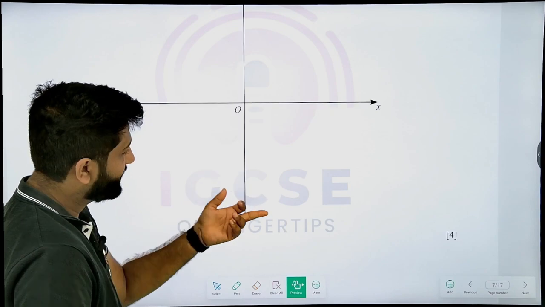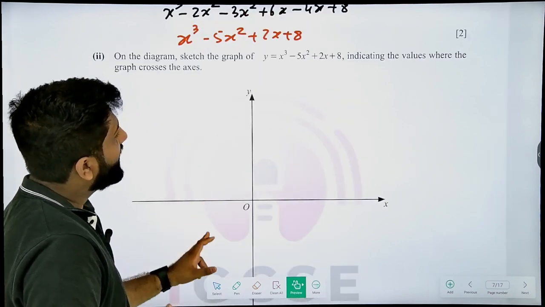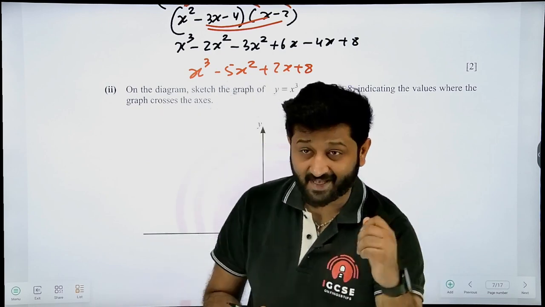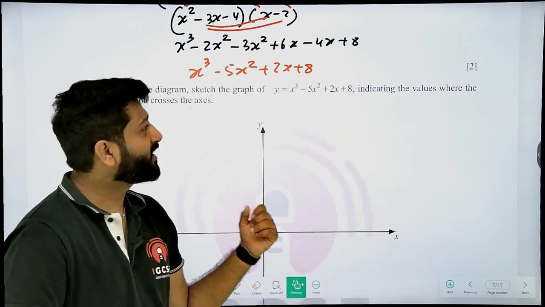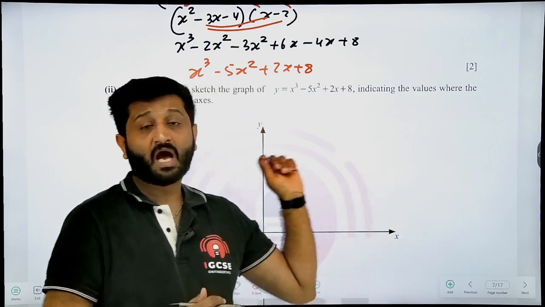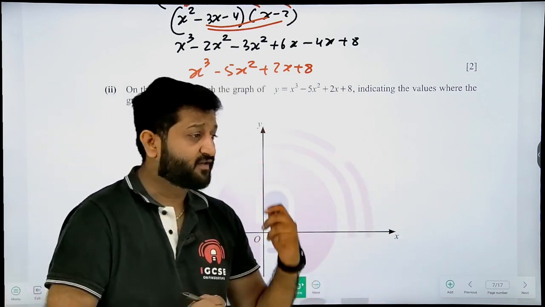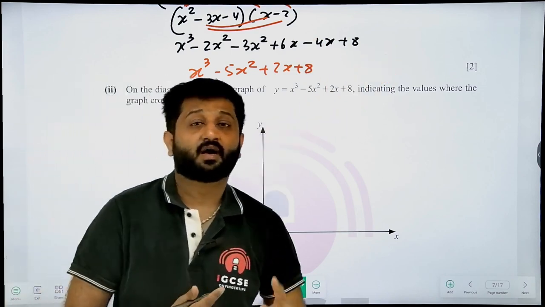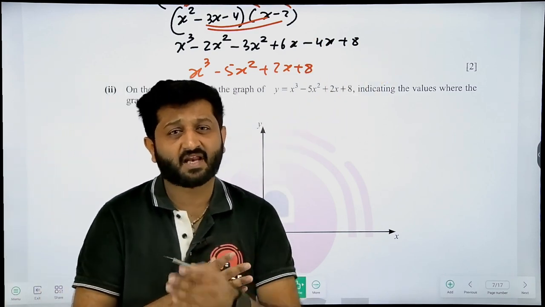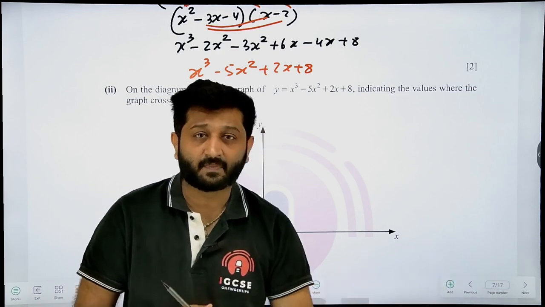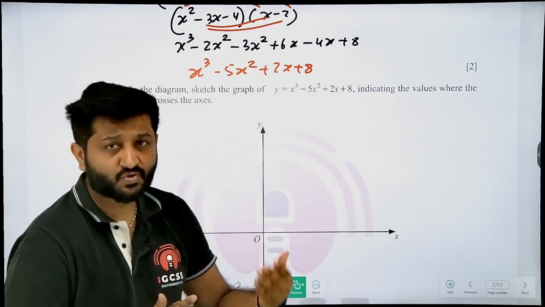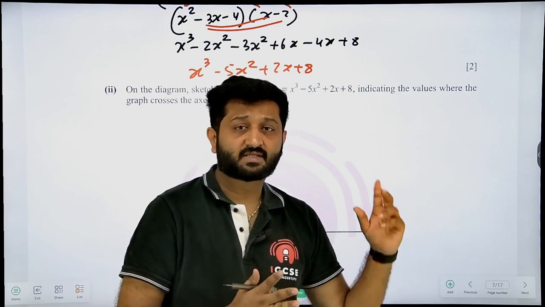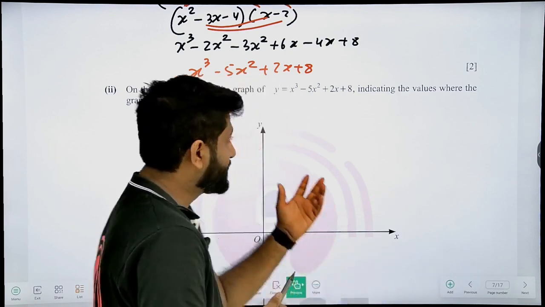So this is a 4-marker question. I have to indicate the values where the graph crosses the x-axis. Guys, I have already covered a detailed video on how to plot different kinds of graphs. I would recommend you go through that video first, because graphs are asked nowadays every year, in every paper, either in paper 2 or in paper 4. So you should be thorough with the types of graphs that are a part of the syllabus. Just watch the video and then come back to this question.